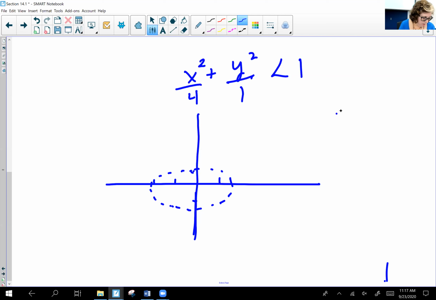All right. Now, why is that a dotted line? And this is where WebAssign tries to trick you up. Why is that a dotted line? Because it is not equal to. Right, it's not equal to. It is not on the line. It is not included. All right, but then the domain is everything in here.